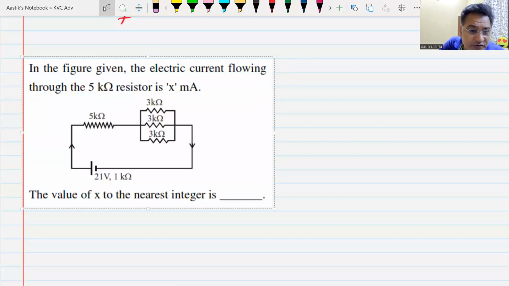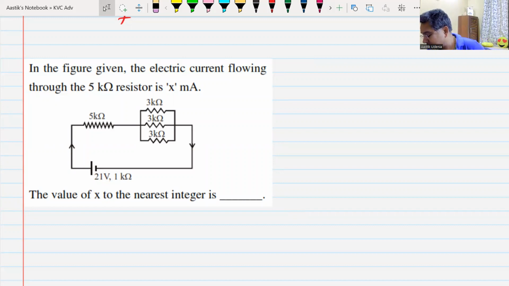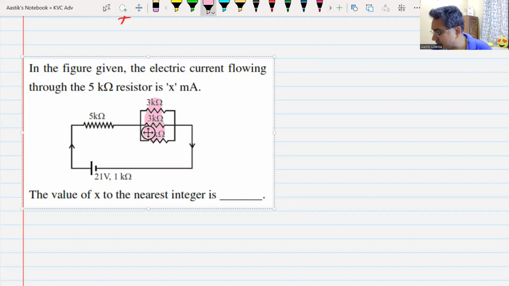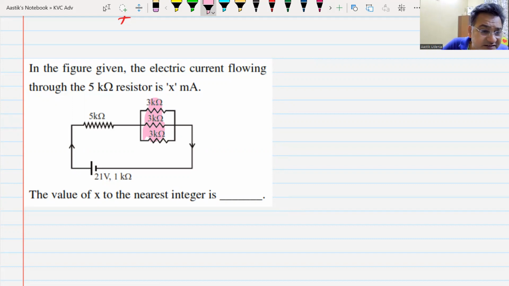Again, 21 or 22 JEE. I'll give you a minute to do it. So how are we supposed to do this? 3, 3, 3. All these three are in parallel. It becomes 1, 1, 5, 6 and 1, 7. 21 divided by 7 is 3. Answer is 3. See, these are the questions that are asked in JEE.